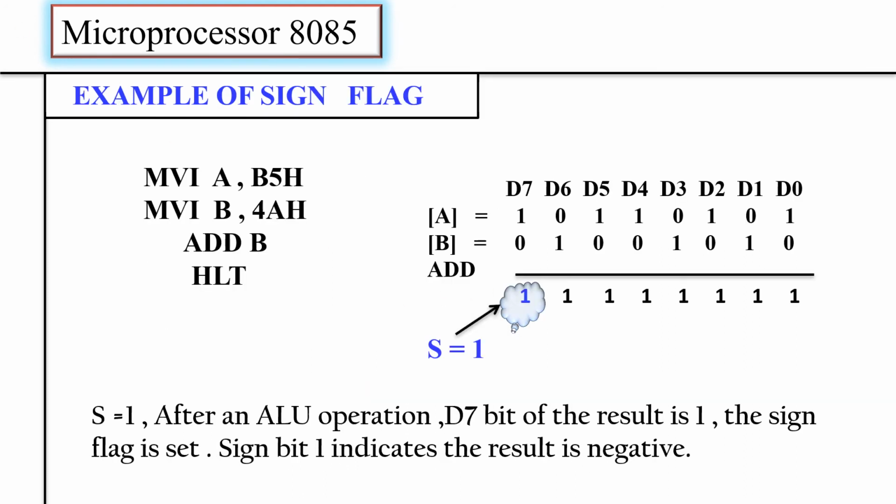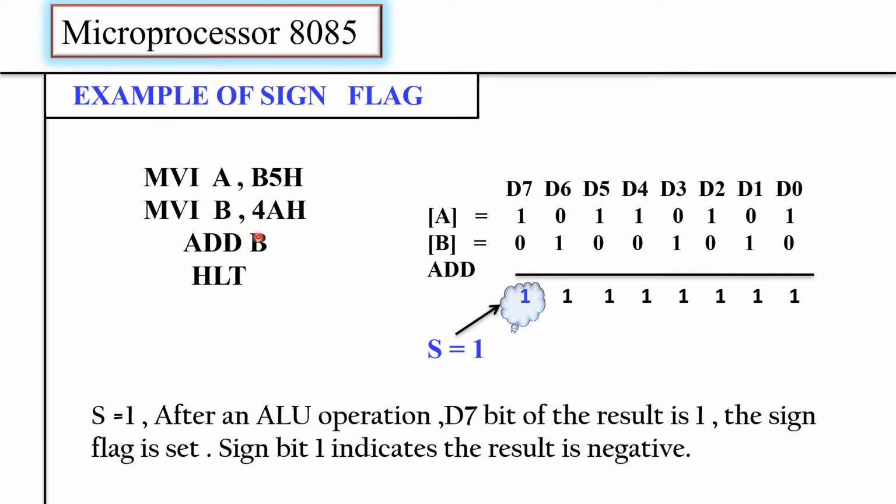Let us understand the sign flag with the help of an example. MVI A, B5: the data B5 is moved into accumulator A. MVI B, 4A: data 4A is moved into register B. ADD B: add the content of the accumulator with the content of register B, and the result is stored in the accumulator. HLT: halt, the end of the program.